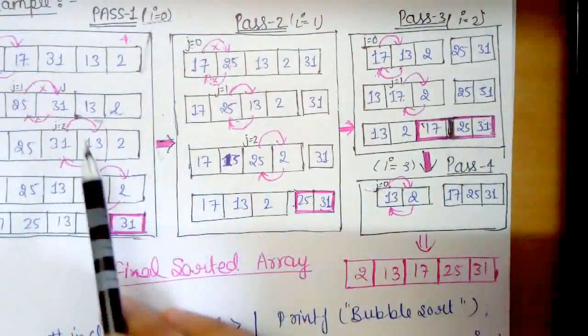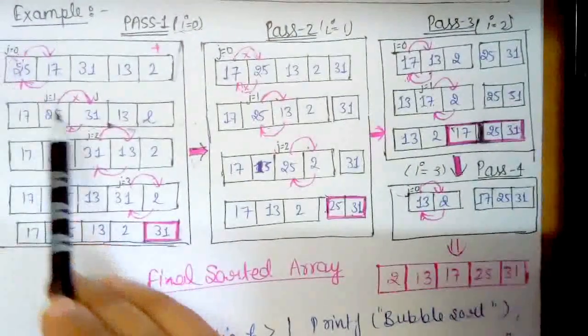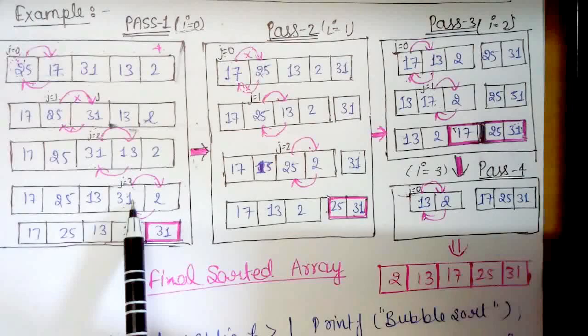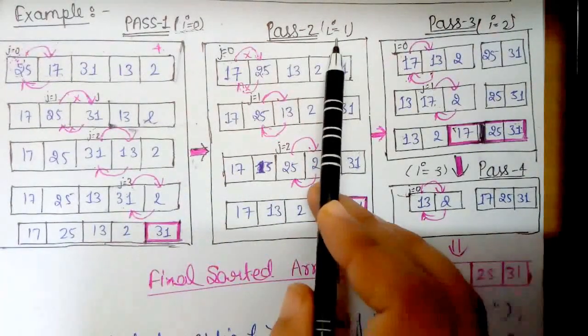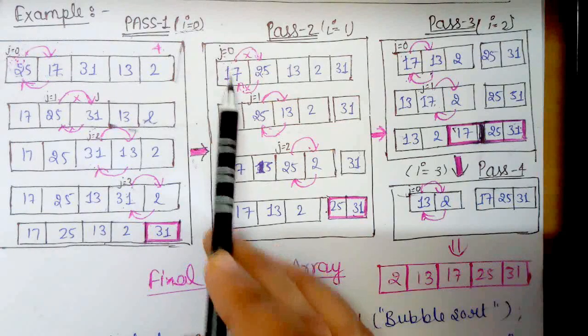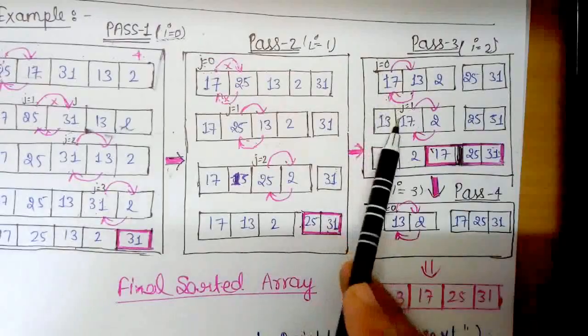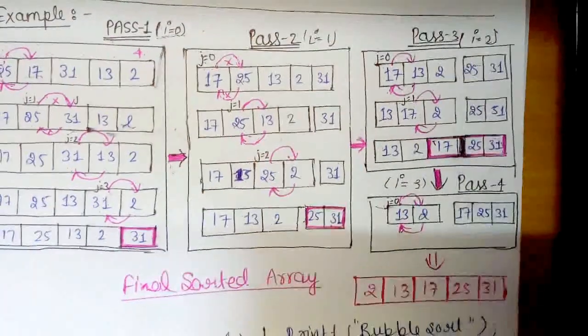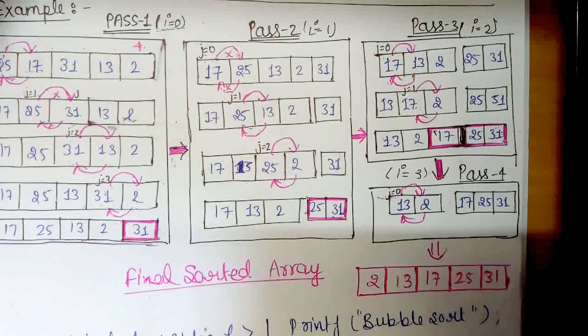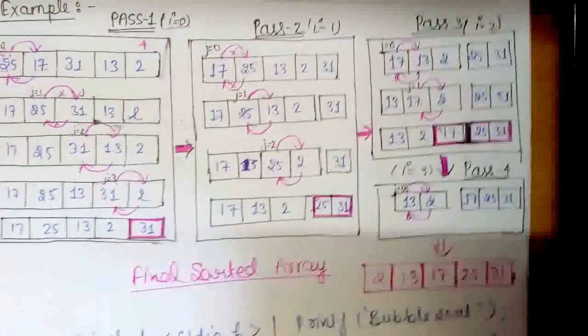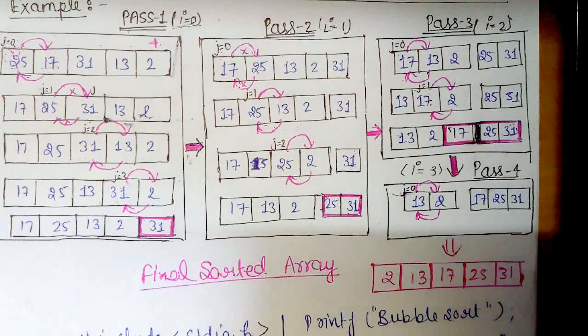Now as you can analyze from this example, in pass 0 I have 4 comparisons, for j equal to 0, j equal to 1, j equal to 2, and j equal to 3. In pass 1, we have only 3 comparisons, j equal to 0, 1 and 2. In pass 3, we have only 2 comparisons, and in pass 4 we have only 1 comparison. So you can see that as the number of passes increases, the number of comparisons decreases, because in every pass we have one sorted element.